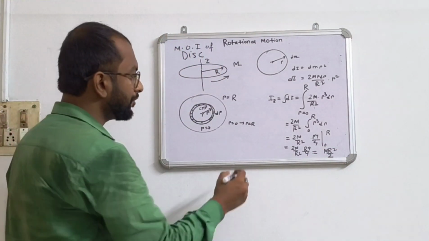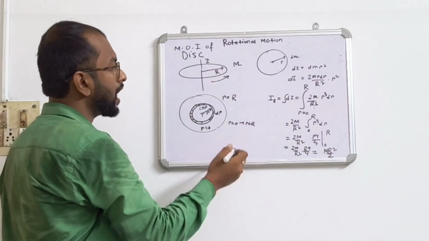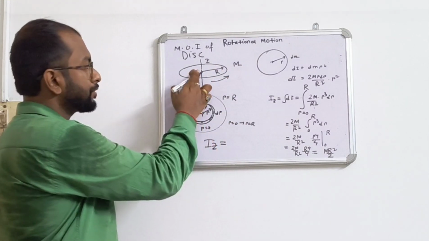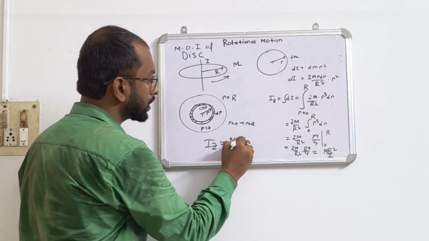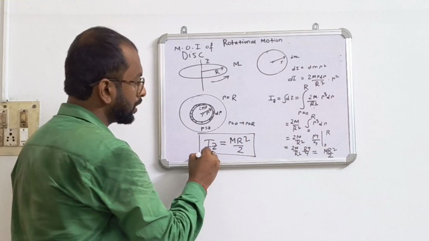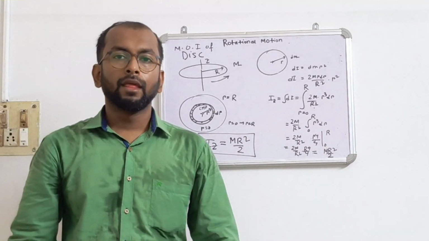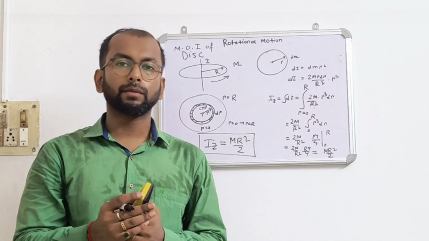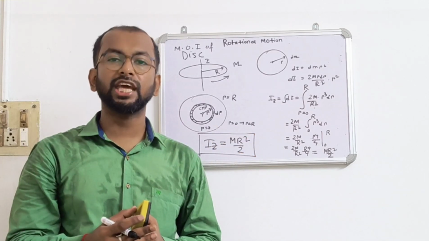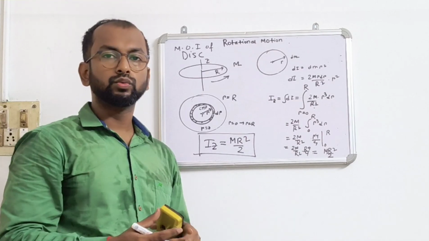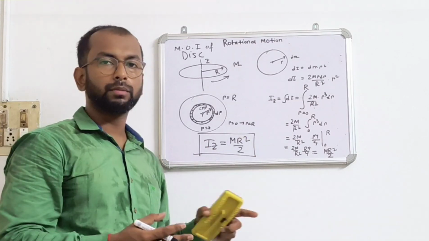So the moment of inertia of a disk having mass M and radius R is Iz with respect to the center, M R square by 2. Now see, if I tell you the ring has mass M and radius R, it has moment of inertia M R square. Now for a disk having the same mass M and outer radius R, the moment of inertia is M R square by 2.